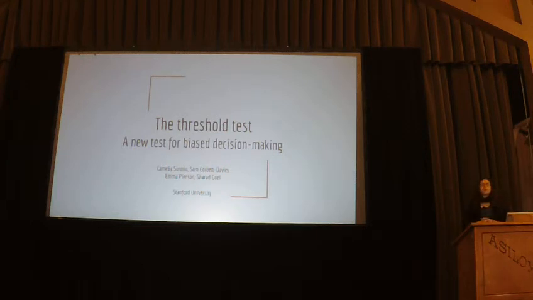So I'm going to be talking about the threshold test. Claims of biased decision-making occur in a wide variety of domains, from lending decisions to hiring practices and policing. However, it's very difficult to assess these claims due to the limitations of current approaches. What Sam and I are going to be presenting today is a novel test that mitigates some of these limitations and introduces a test that is able to identify and measure bias in decision making. And this is joint work with Emma and Shard Goel at Stanford.